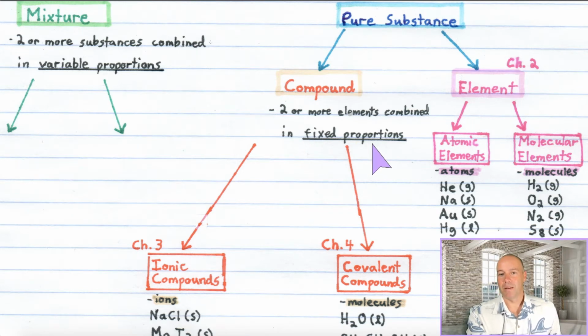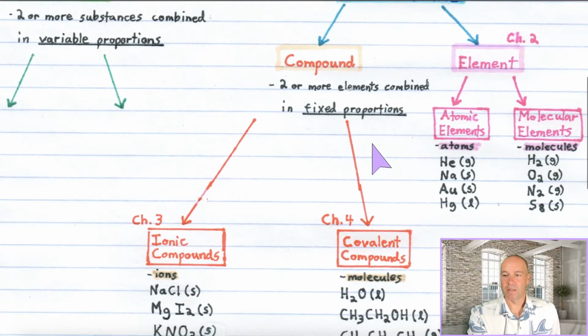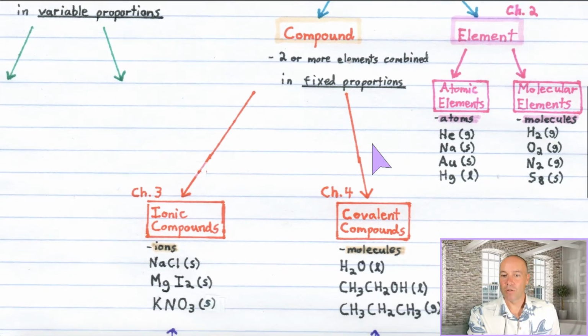So if you take water, for instance, the formula is H2O. It's a covalent compound, and you've probably heard of water molecules. But the ratio is always 2 atoms of hydrogen to every 1 atom of oxygen. The ratio of hydrogen element to oxygen element is fixed. 2 hydrogens for every 1 oxygen. It's always a 2-to-1 ratio, so fixed proportions.